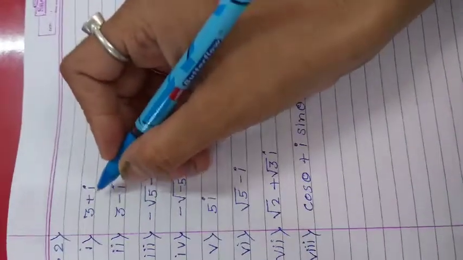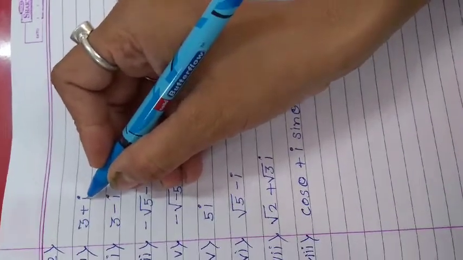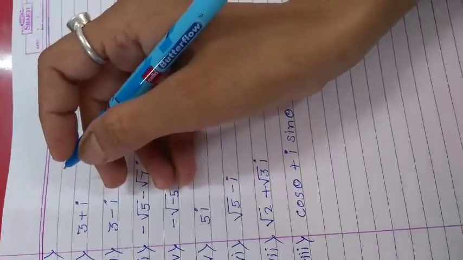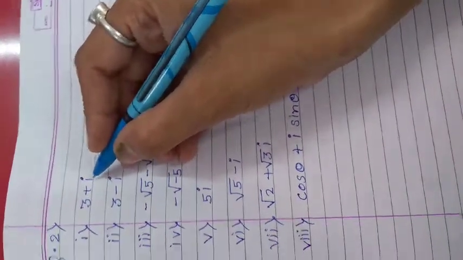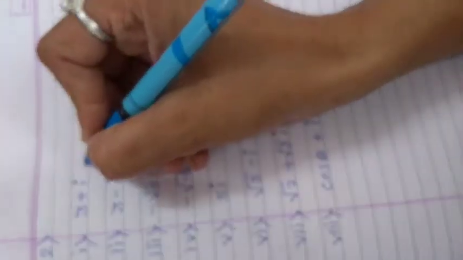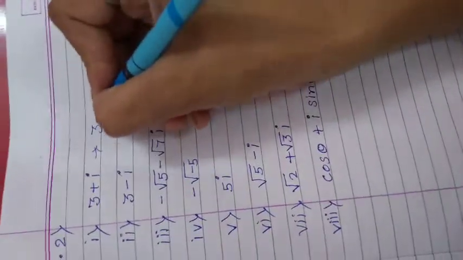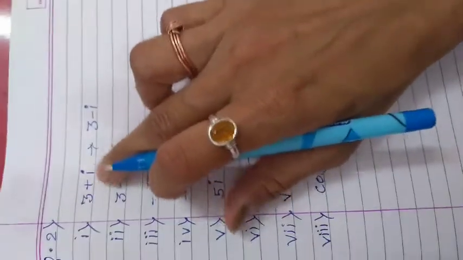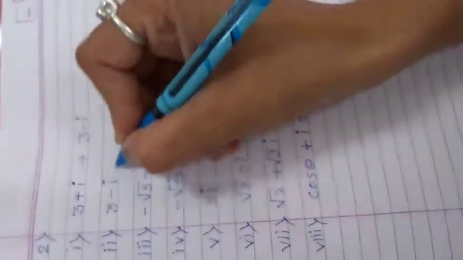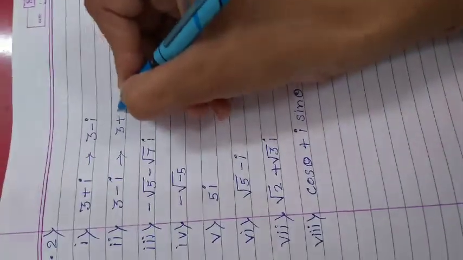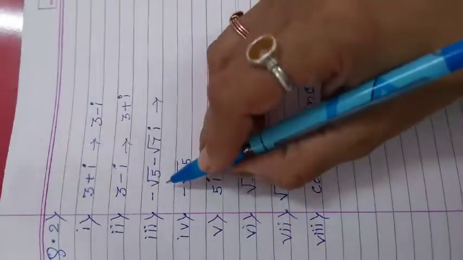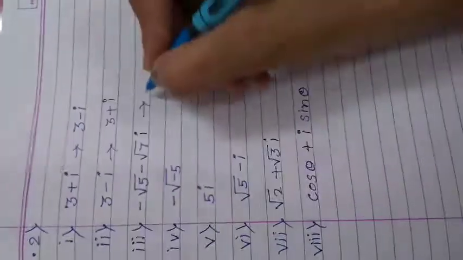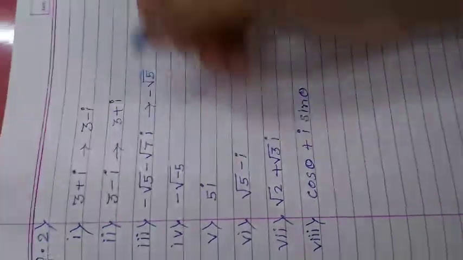Now see, for complex conjugate we just have to change the sign of the imaginary part. So 3 plus I is the complex number, so the conjugate of this is 3 minus I. So we'll write complex conjugate of 3 plus I is 3 minus I. Just change the sign of the imaginary part. Now 3 minus I, this is 3 plus I. Now for this, minus root 5 minus root 7I, the real part we don't have to change, but for the imaginary part, change the sign.